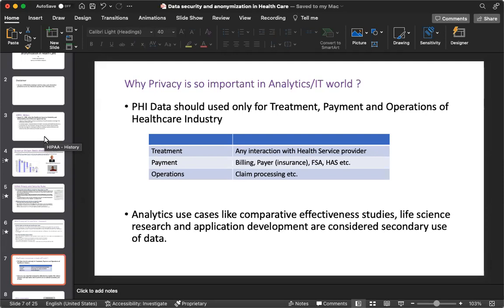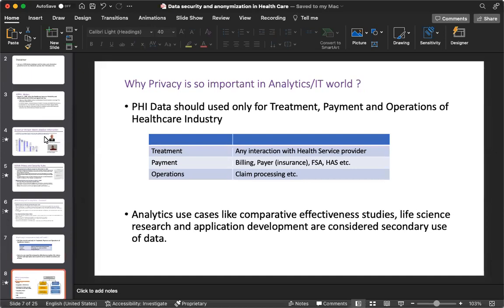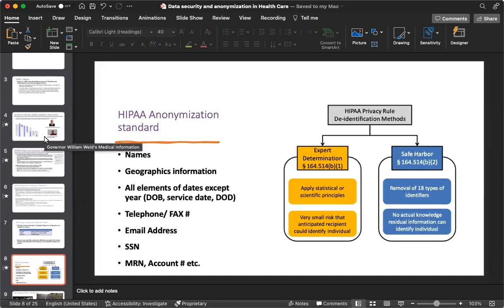But our analytics and IT development do not come under any of these three categories. That's the reason we have to de-identify the data. When it comes to the HIPAA anonymization standard, HIPAA recommends there are two major ways you can de-identify the data.